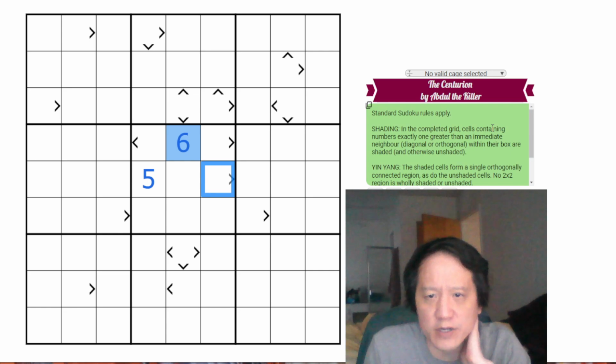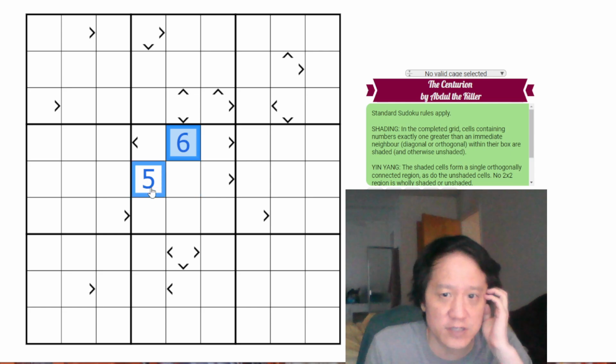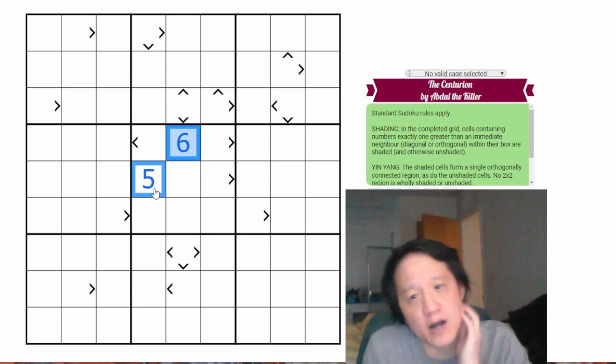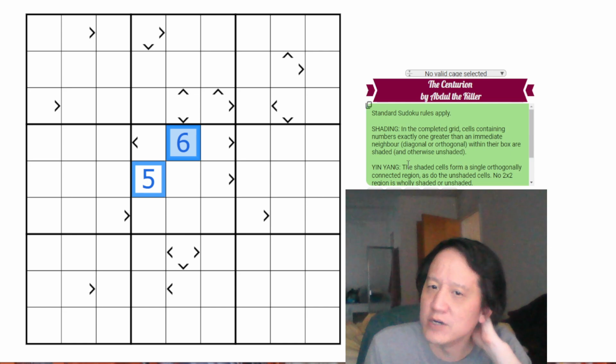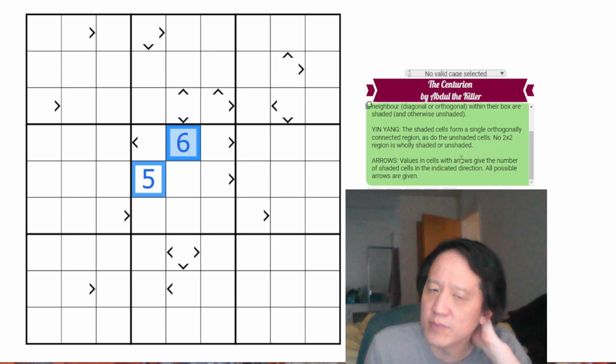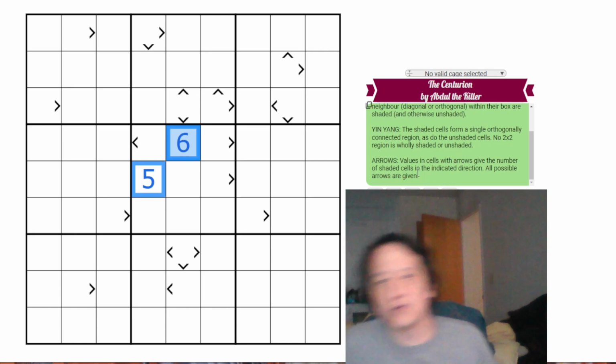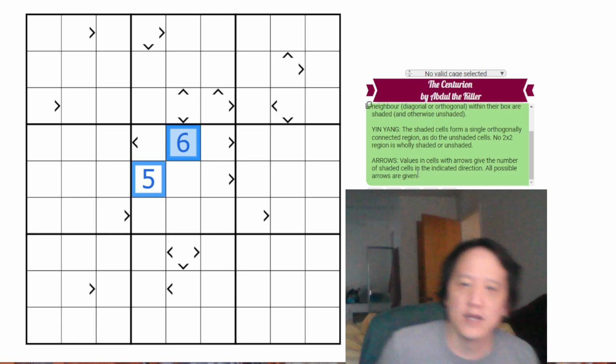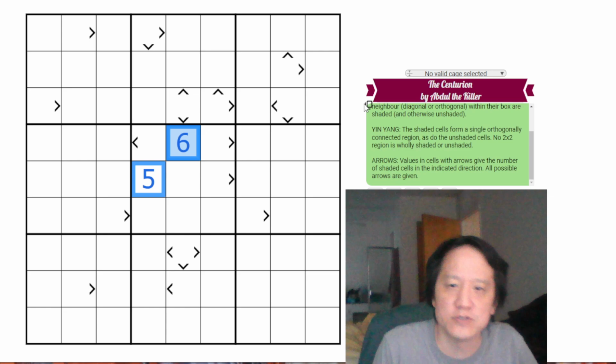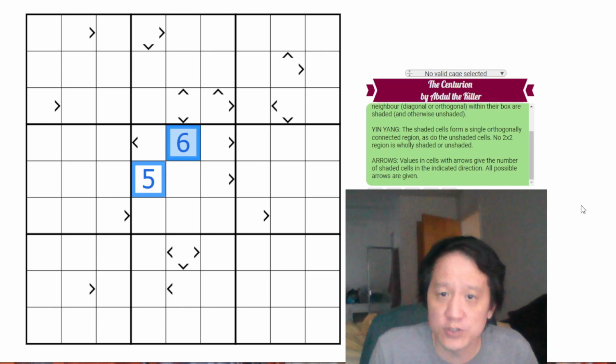In the completed grid, cells containing numbers exactly one greater than an immediate neighbor, diagonal or orthogonal. So this is orthogonally, which means you share an edge. Diagonally is obviously diagonal. Within their box are shaded and otherwise unshaded. Interesting. Yin-yang. The shaded cells form a single orthogonally connected region, as do the unshaded cells. No 2x2 region is fully shaded or unshaded.